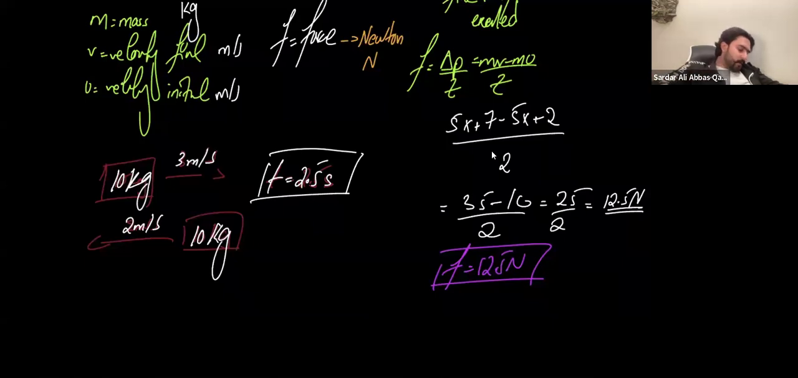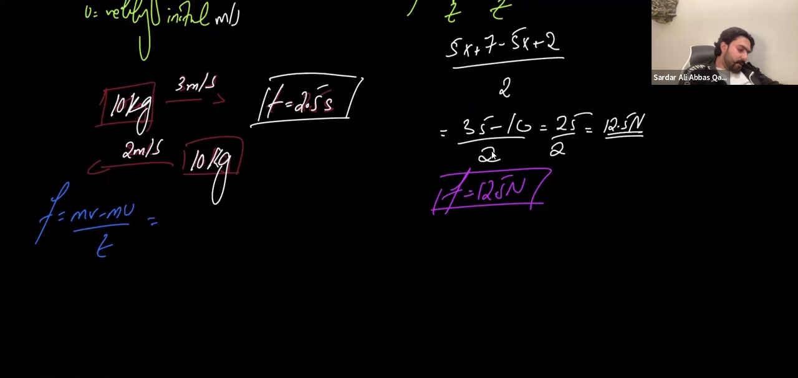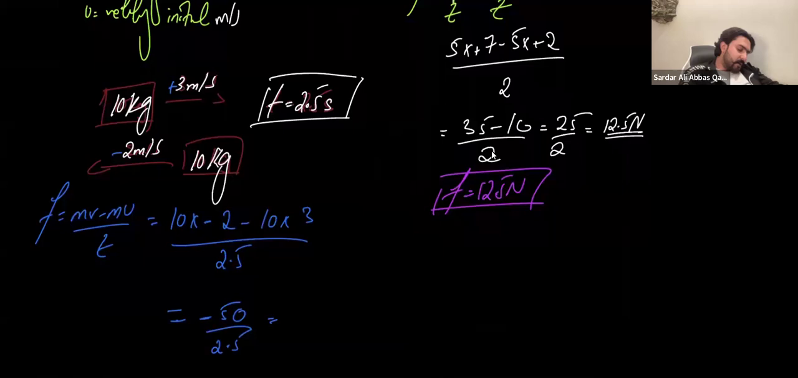Minus 20. Hmm. I believe your answer is correct. We can attempt it. So F is equal to mv minus mu over t. So that's going to be m is going to be 10. Final velocity is going to be negative 2 minus 10 into positive 3 over 2.5. ऊपर वाले का if I'm not wrong minus 50 आंसर आता है, नीचे it's 2.5. So yup, the answer is going to be minus 20 Newton.